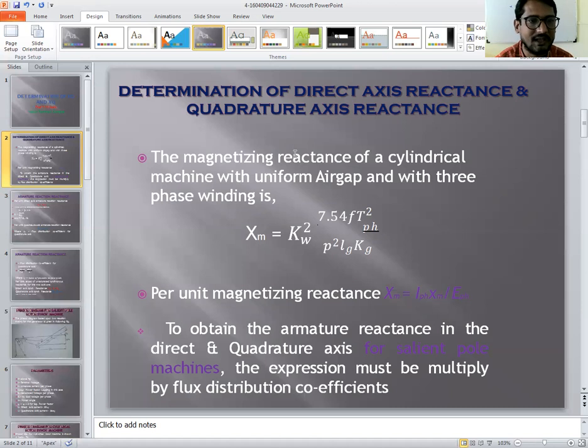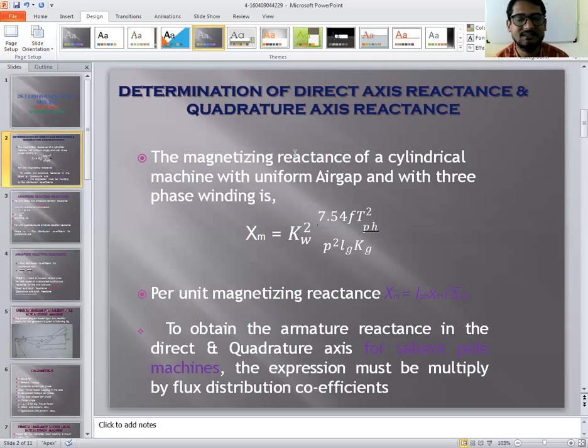Therefore, the formula for XQ is omega LQ equals 2 pi f LQ. In the case of a salient pole synchronous machine, the air gap is non-uniform, so XD is greater than XQ. While in the case of a cylindrical pole synchronous machine, due to the uniform air gap, both the direct and quadrature axis synchronous reactances are equal, XD equals XQ. Due to the existence of rotor slots along the Q axis, XQ is slightly less than XD for a cylindrical pole synchronous machine. These are XD and XQ.